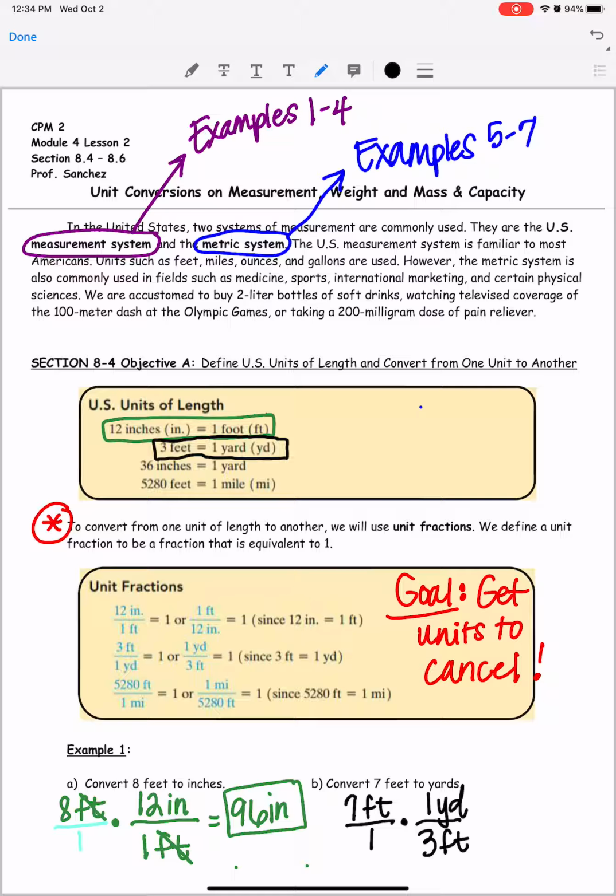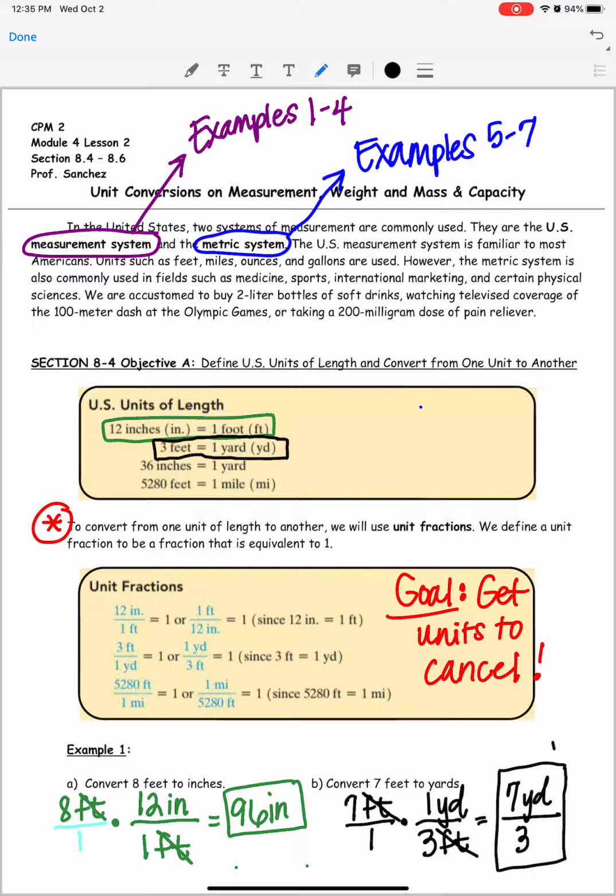So just like before, my feet cancel. That's the whole point of putting 1 on top, 1 on bottom. You always want 1 on top, 1 on bottom. Now multiply straight across. I've got 7 times 1 yard. So 7 yards over 1 times 3. So 3. So you can keep that just like this, since it doesn't really tell me how to write this.